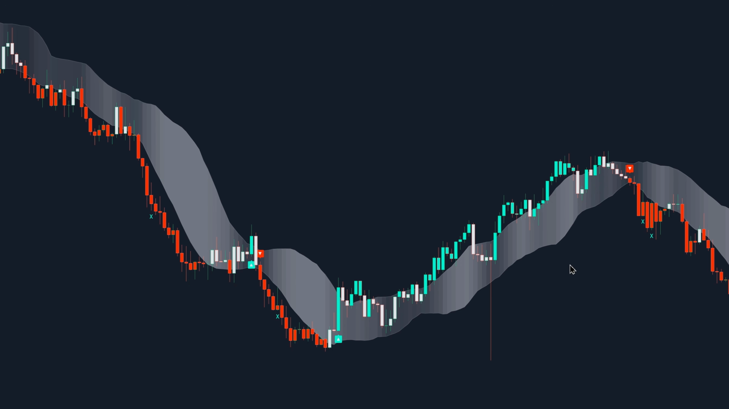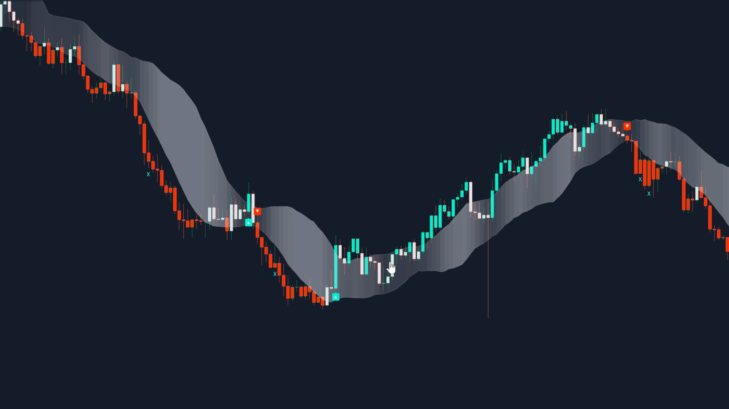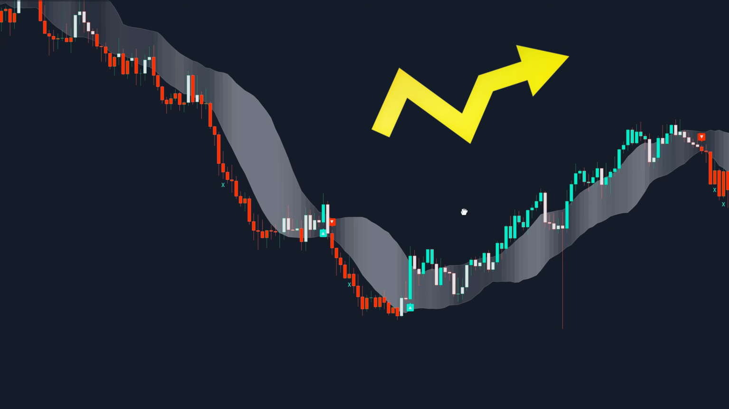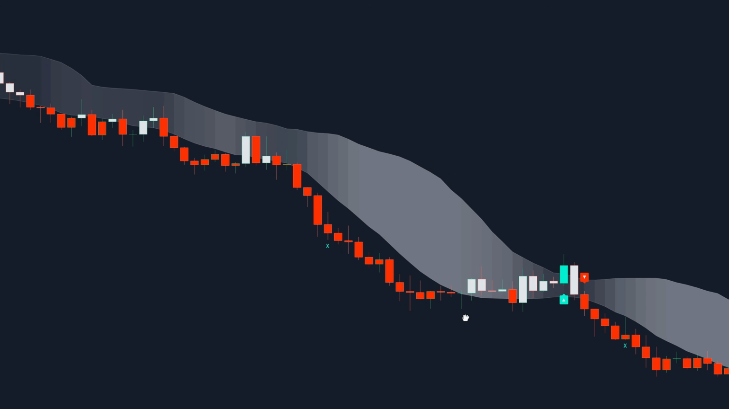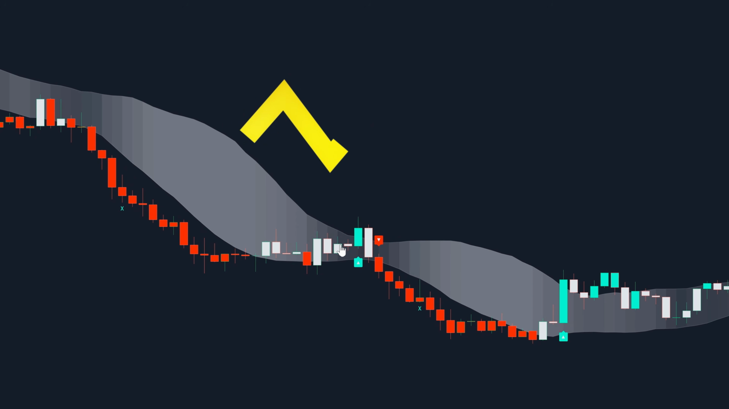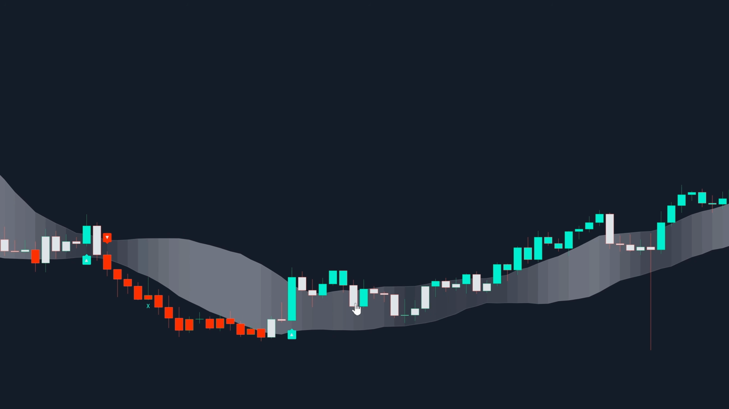Now, as you can see, we have this trend cloud that traverses our chart. This is going to be used to track the trend of the market. Whenever the price is above this cloud, that indicates a bullish trend. Conversely, whenever the price is under this cloud, that indicates the opposite of a bullish trend, which is a bearish trend. However, if any of these candles happens to close inside this cloud, that indicates a non-trending or consolidating market. And these are areas where we're not going to be looking to take any positions.